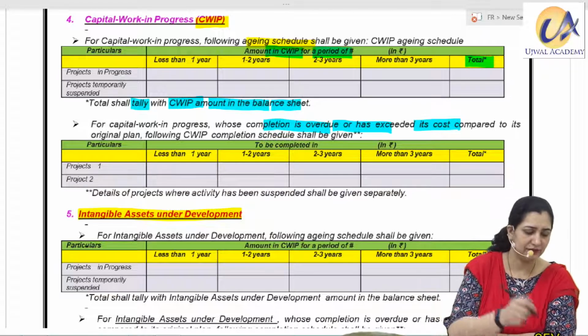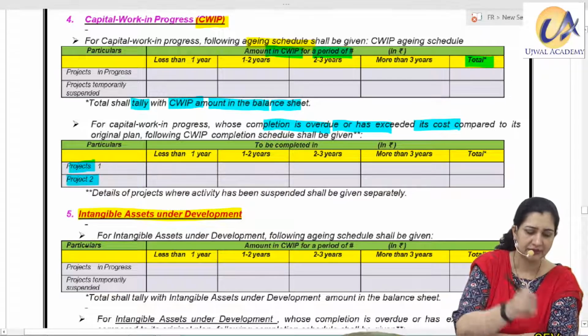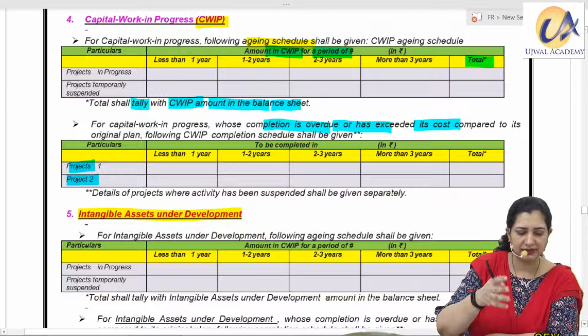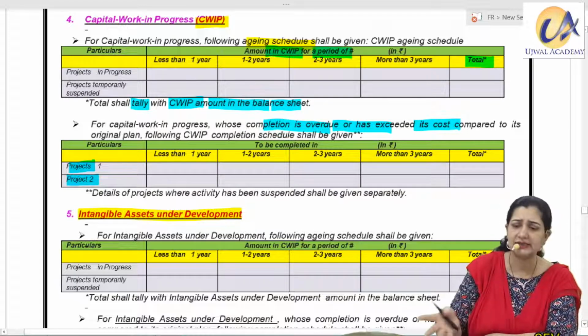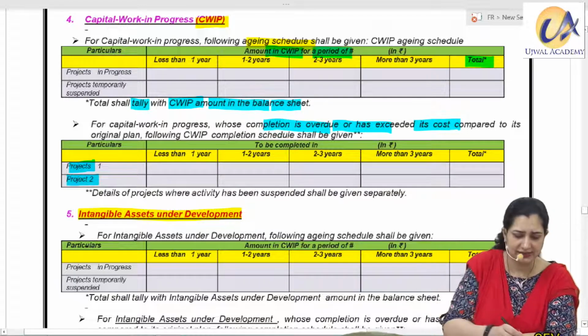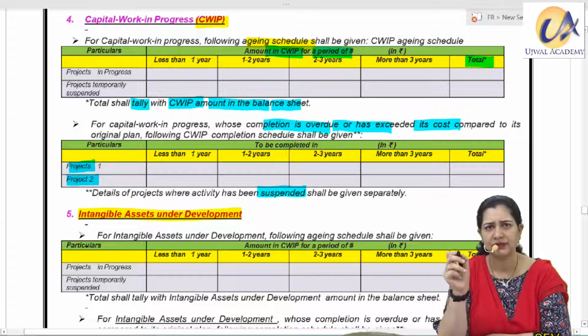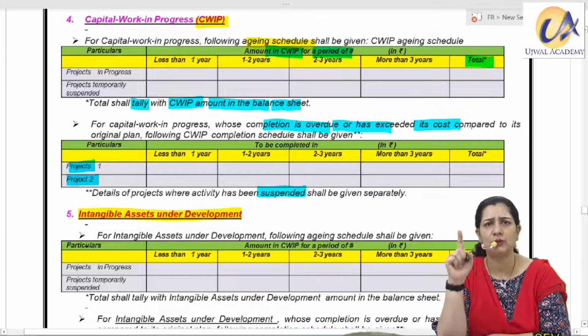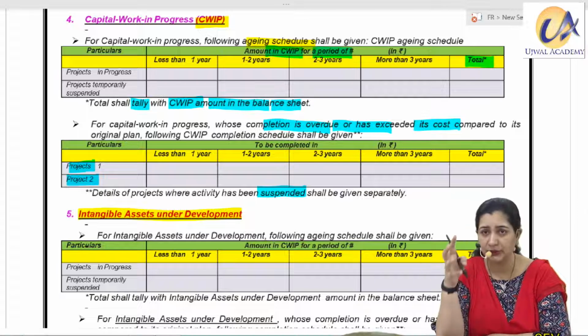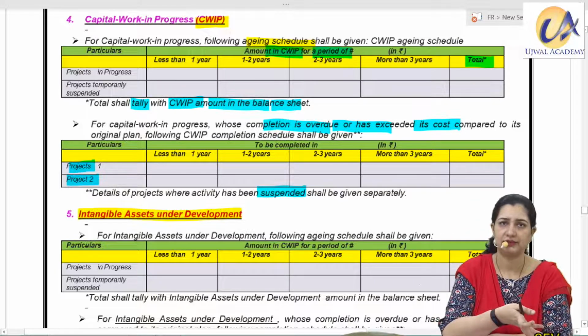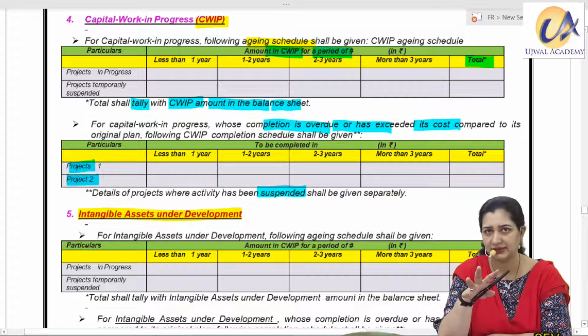So what will we give? These are the names of the projects. Again, it was to be completed in this period. It is overdue, exceeded the cost, whatever. Give the details. And also if there is any suspension, give that as well. So even for your capital WIP, we want details of your projects. The time, is it on schedule? Is it within the cost? If not, disclose everything. I hope this is clear.